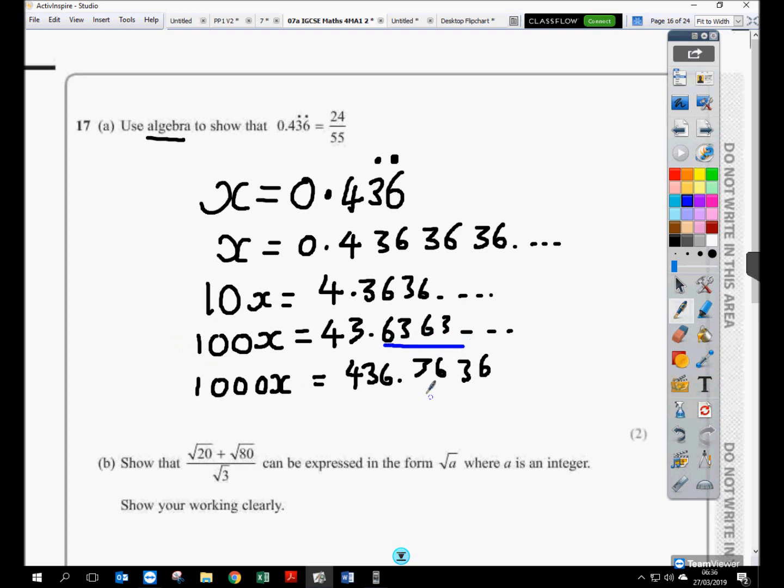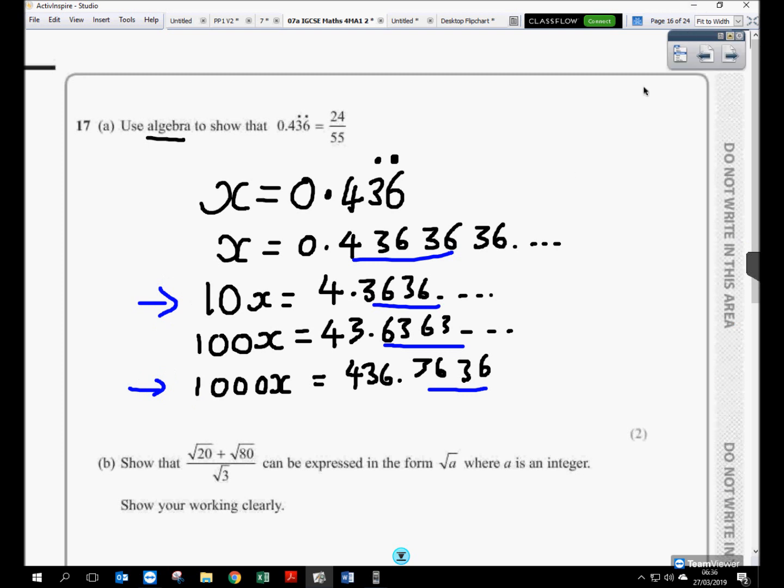And what you do now is you look after the decimal point and look for the 2 that are exactly the same after the decimal point. So the 2 that match. The 2 that match exactly are 10x and 1000x. So what we're going to do here is subtract. We're going to write down 1000x is equal to 436.36, etc. And then 10x is equal to 4.36, etc. Trying to align the decimal points as well.